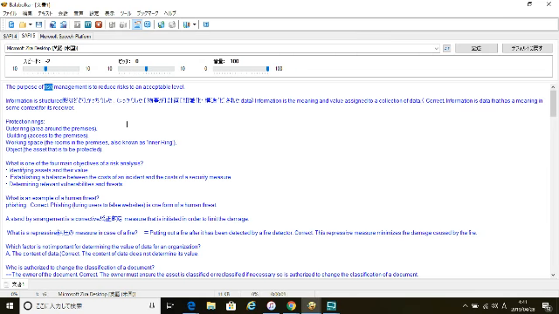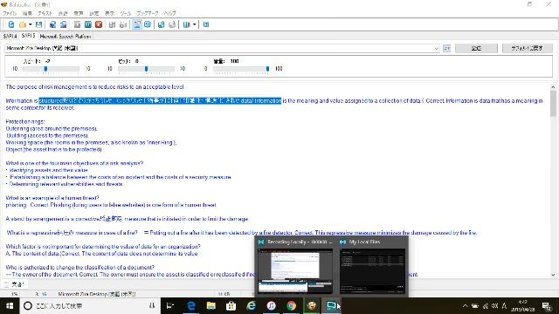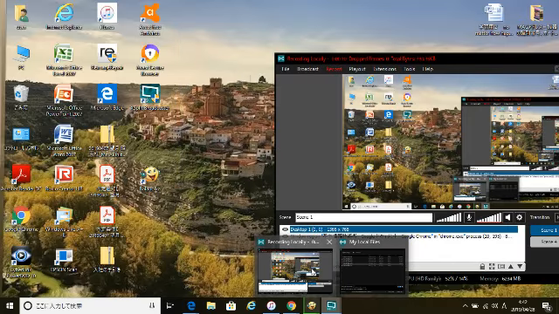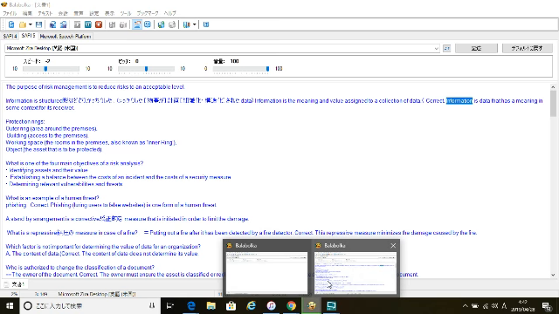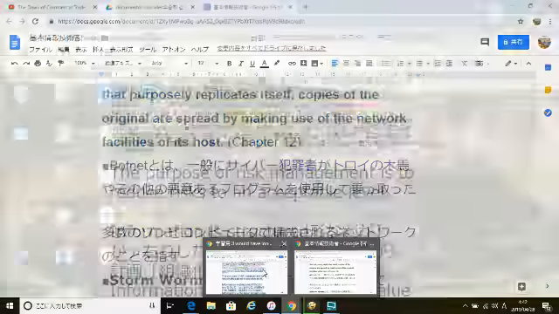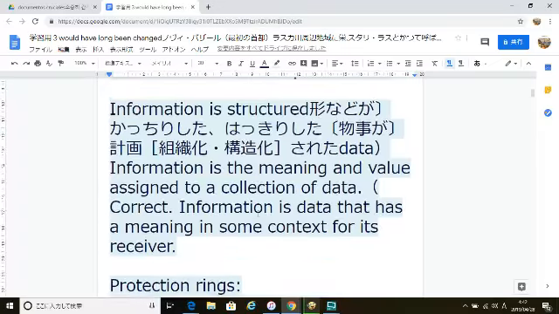The purpose of risk management is to reduce risks to an acceptable level. Information is structured data. Information is the meaning and value assigned to a collection of data. Correct. Information is data that has a meaning in some context for its receiver.